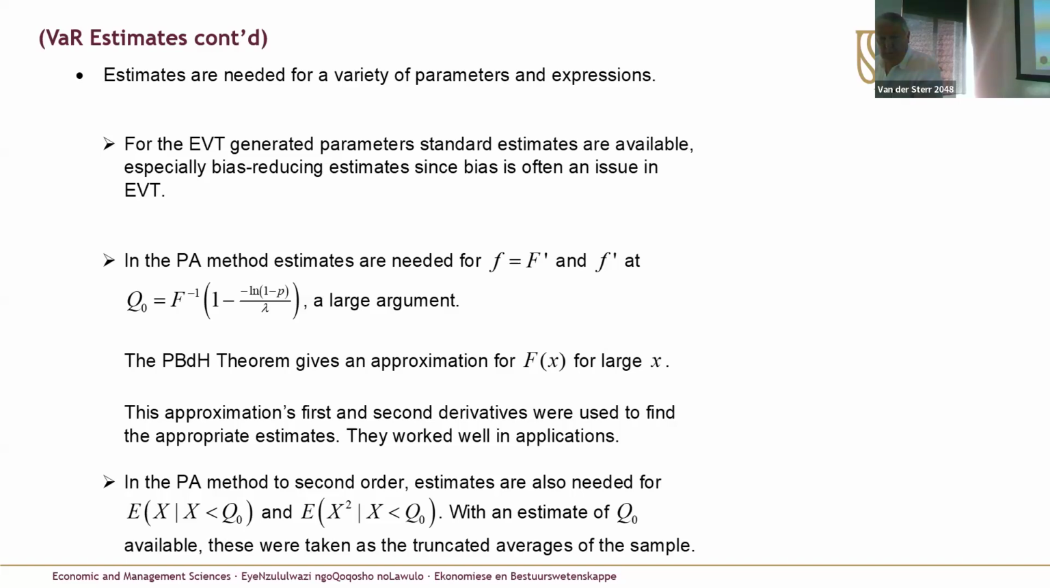What we did was, and now I have to go back to the Pickands-Balkema-de Haan theorem, which gives us the limit of the conditional exceedances. But from that, you can derive an approximation for the underlying distribution far in the tail. You can take it into the tail. And what we did was to take that estimate, in other words, the generalized Pareto distribution, take its derivative and second derivative of F, and use that. And it worked quite well.